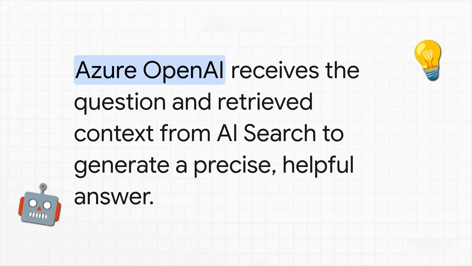When a user asks a question, Azure AI Search zips through our index and finds the most relevant chunks of text. Then, and this is the key part, it passes those chunks along with the user's original question to an Azure OpenAI model like GPT-4. That model then uses that very specific context to write a perfect, accurate, and genuinely helpful answer.